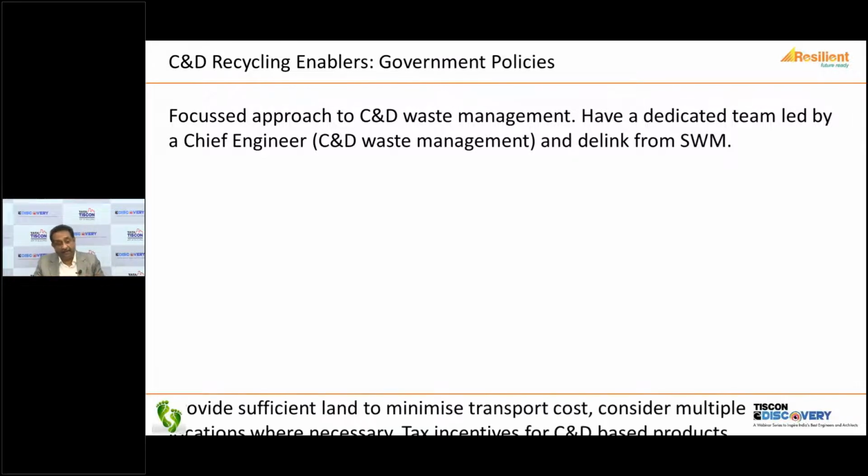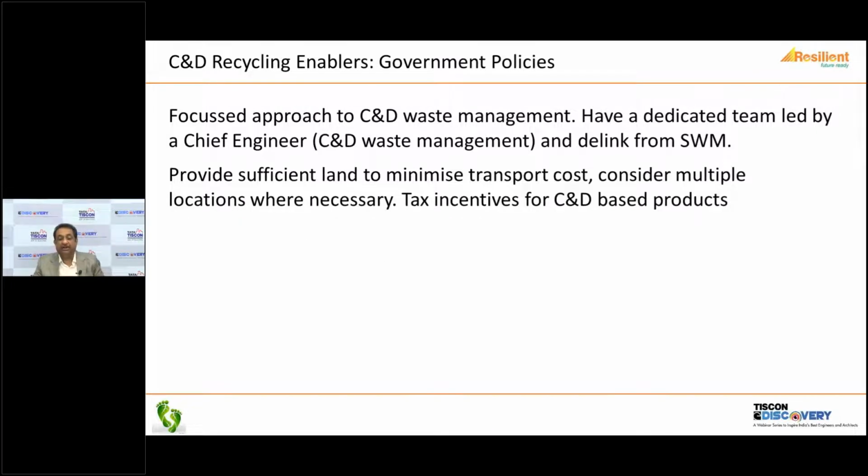We should have enough land to minimize the transport cost. Consider multiple locations if necessary, because a city like Mumbai or Delhi will need multiple locations. You can't do everything in one place and expect the material to be transported all the way from, for example, Colaba to Mulund. So we need to look at, practically, how we can minimize the transportation.